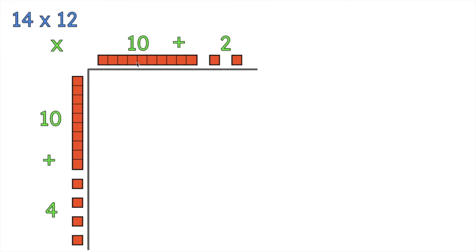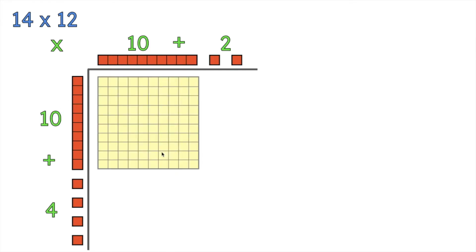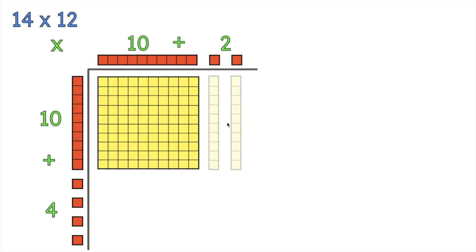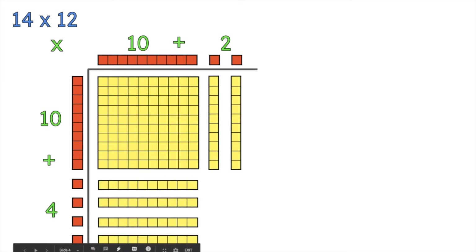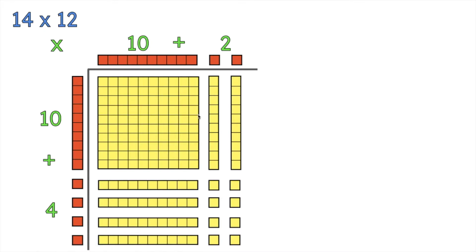10 times 10, 100. 10 times 2, 20. Good stuff. 4 times 10, 40. 10, 20, 30, 40. And then 4 times 2. 4 times 2 is 8. And again, it fits nice and perfect.